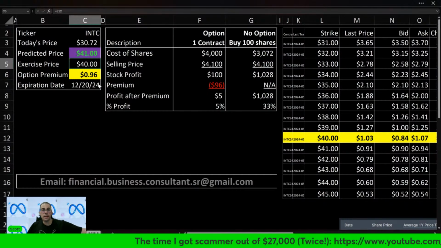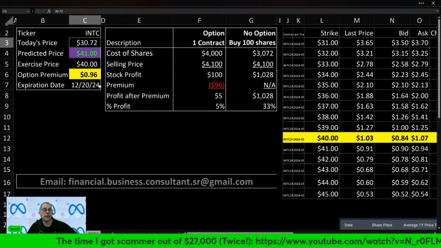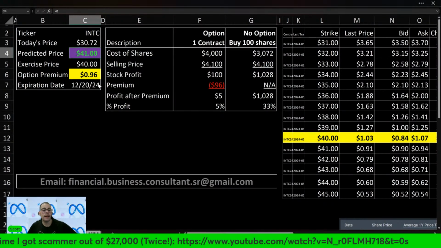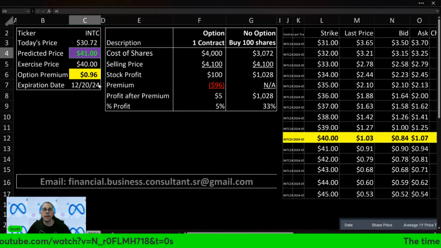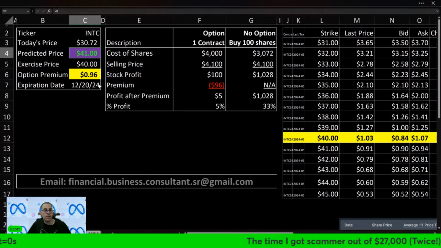Now let's pretend it goes higher. Let's say on September 3rd, there's some really big news that Intel is now competing with NVIDIA, and Intel goes to the moon. It goes to like $80.